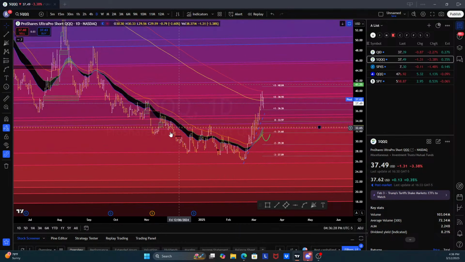So this is where we were getting chopped up, and the market wasn't moving pretty much.